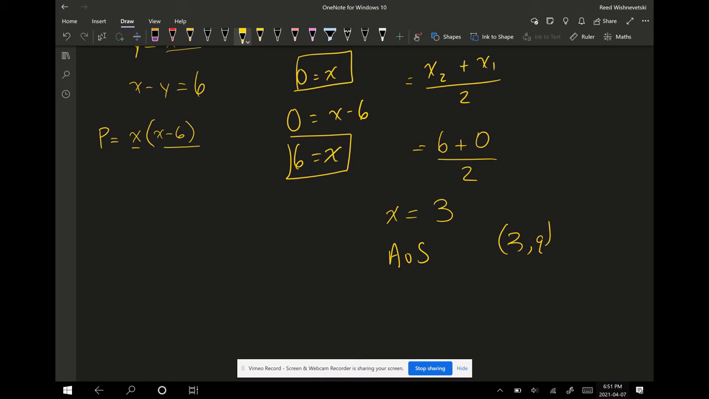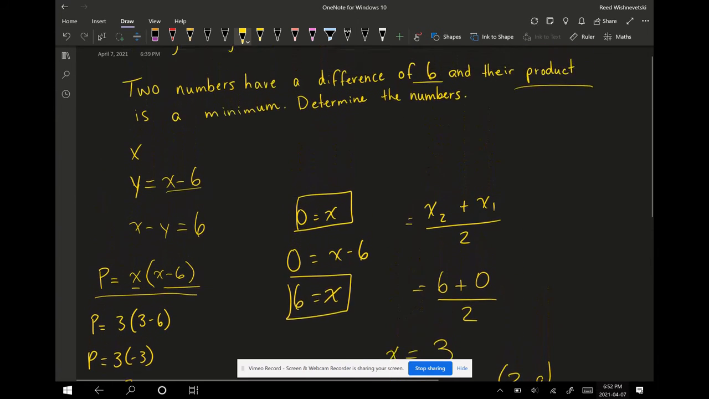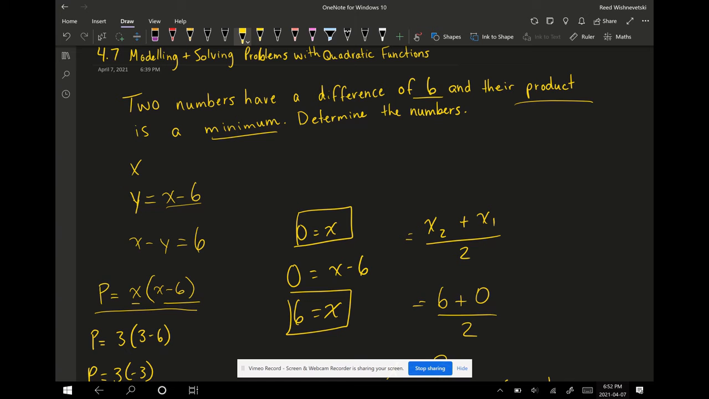Okay, so now what we're going to do is plug that 3 into our product equation. So p is equal to 3 times 3 minus 6. So our product is going to be equal to 3 times negative 3, which is going to give us negative 9. So we know that our minimum value that we can get is going to be negative 9.